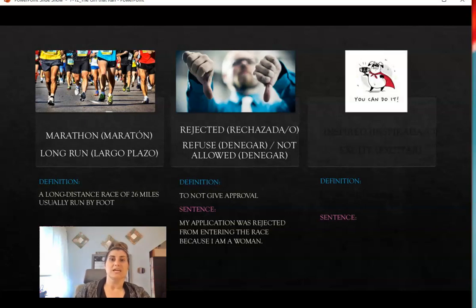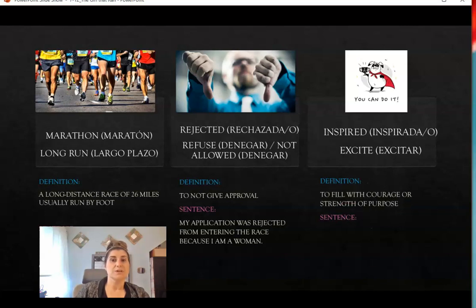And the last one here is inspired. Another way of saying that, excite. That's our synonym. The definition, to fill with courage or strength of purpose. The other runners inspired Bobby to keep running and not give up.